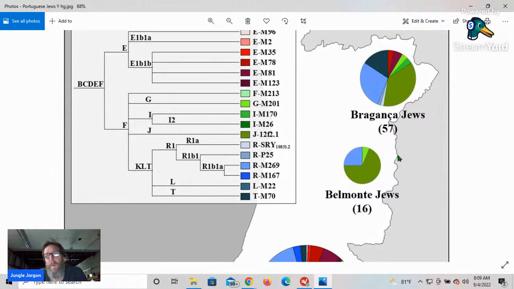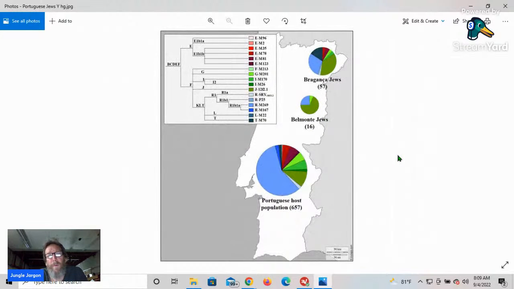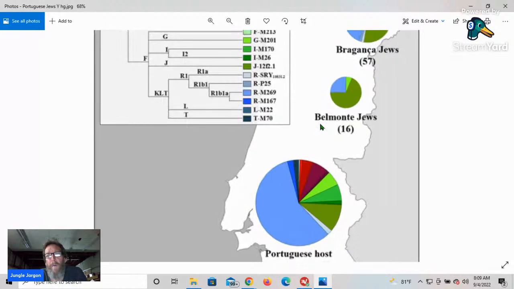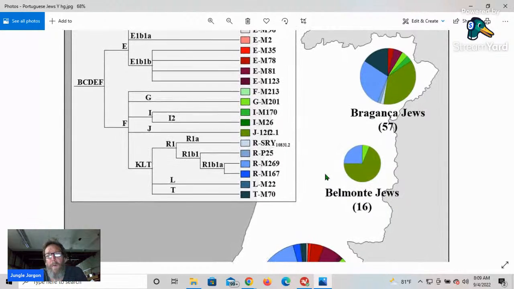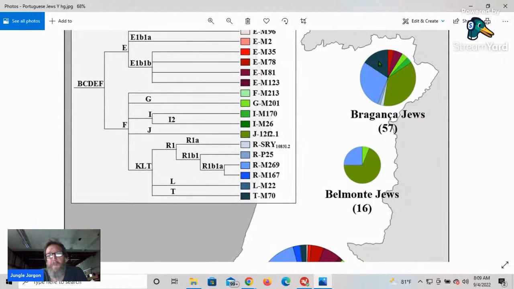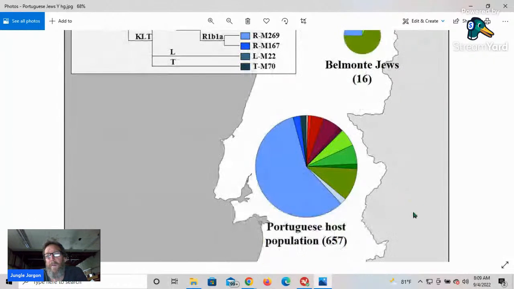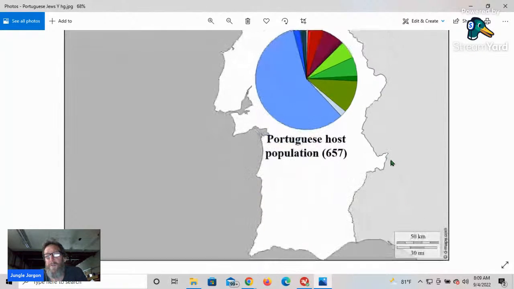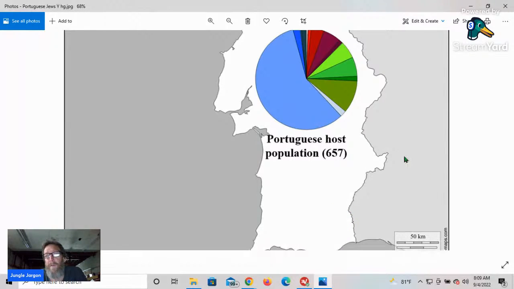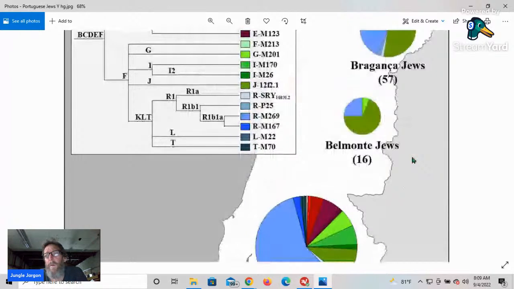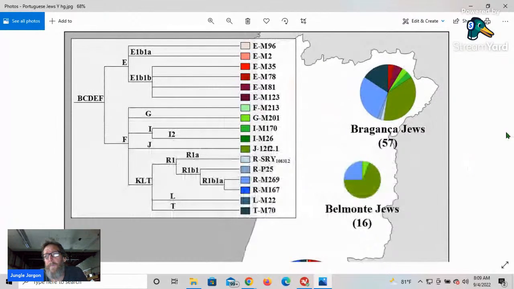Now, from here on out, you're not going to see any more T in the Jewish populations. And the reason for this T being in this population here is because of the Tarshish, which is the descendant of Javan, being in Iberia, being in this location. Okay.